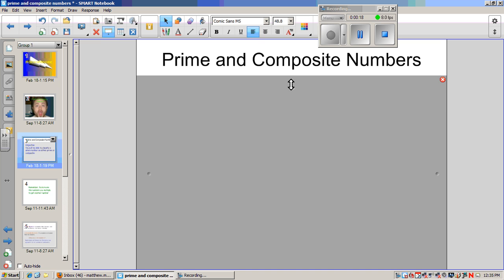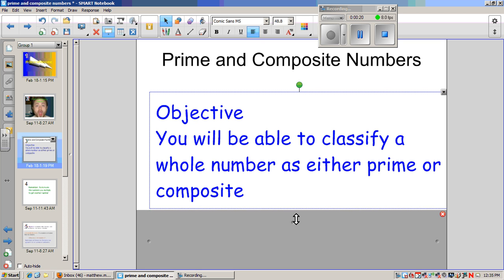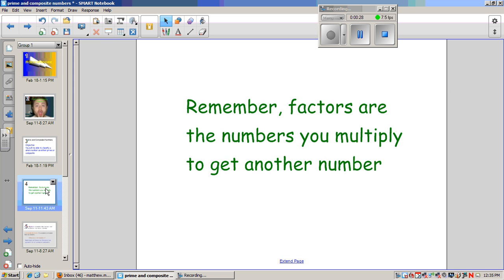So prime and composite numbers. Our objective today is that at the end you'll be able to classify a whole number as either a prime or a composite number. One thing I want you to remember while we go through is what a factor is. A factor is a number or numbers that you multiply to get another number. That was our last lesson, so just a quick review.